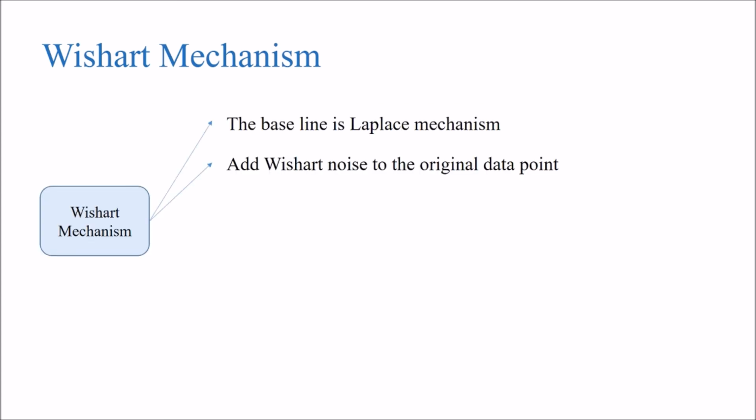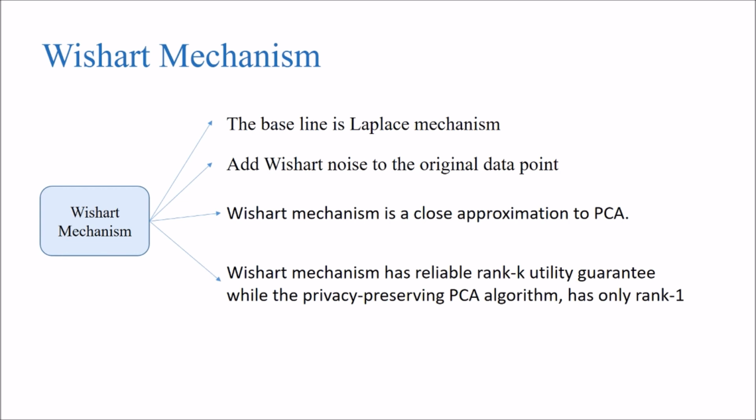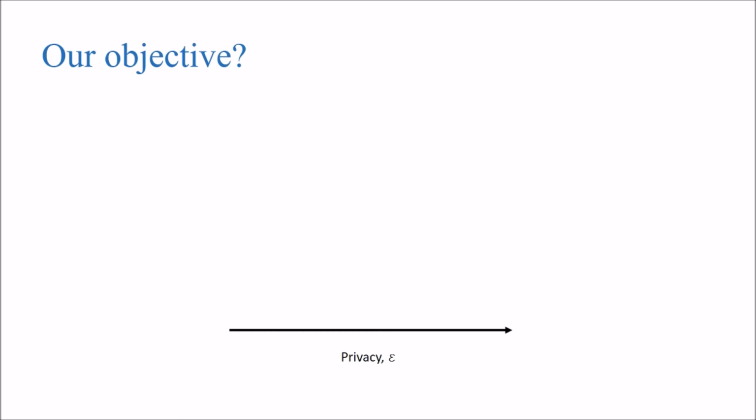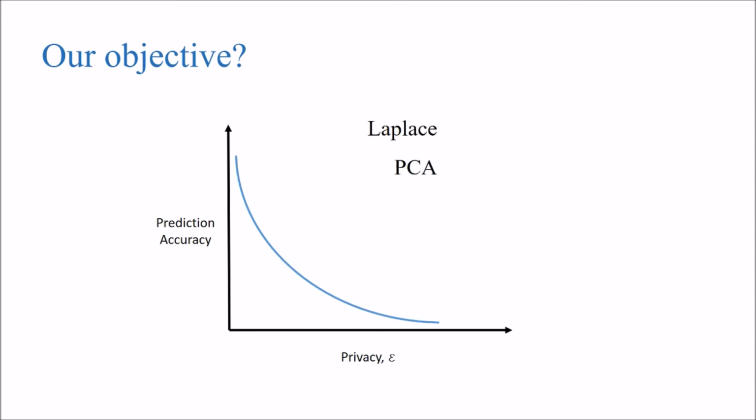It has a few nice properties in that it attains a close approximation to the privacy achieved with PCA, but maintains more of a utility for the statistical output than the PCA. So our objective is, we know there's a trade-off between privacy and prediction accuracy, and it looks something like this. With the Laplace and PCA methods, we can compare those to the Wishart algorithm in terms of this trade-off and determine which method might be better in preserving privacy while also maintaining a high prediction accuracy.